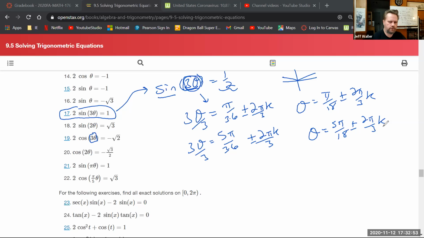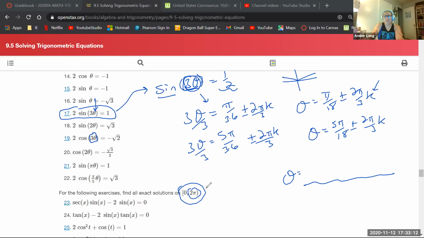I always do this, even if they want answers on 0 to 2 pi, especially when it's got some freaky stuff inside, because now I can just pick values for k and build up all my angles until I reach the upper limit. Okay. You guys, so this is what I showed you. And again, it's been a little while, but yeah.